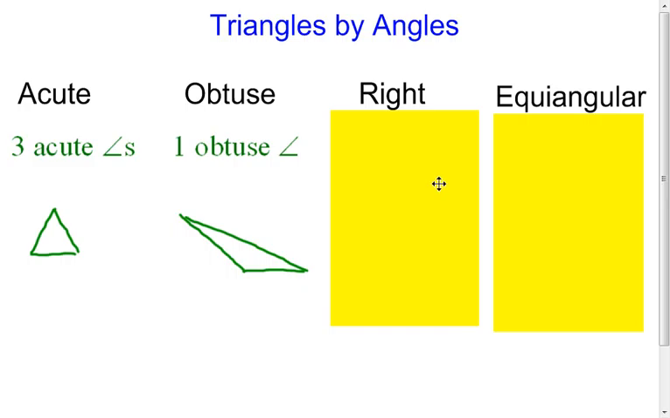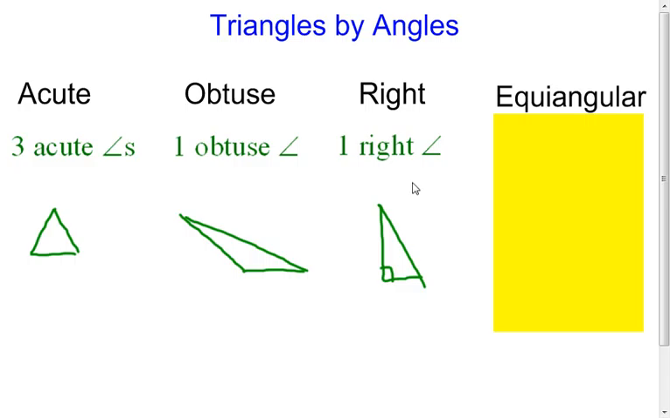Right triangle, similar to the obtuse triangle, in the fact that it's only going to have one right angle. Can't have two, but it will have one right angle. The other two angles will also be acute.